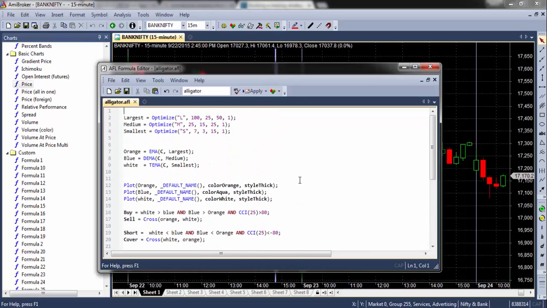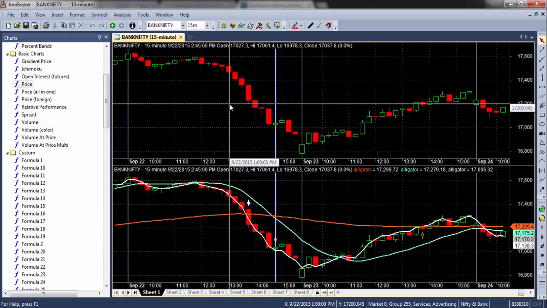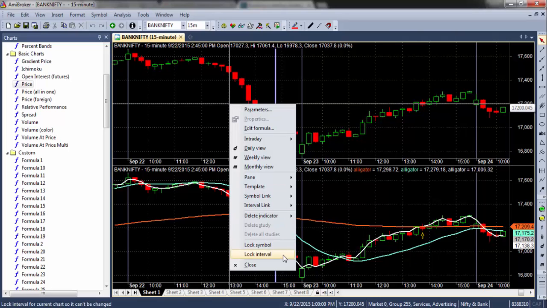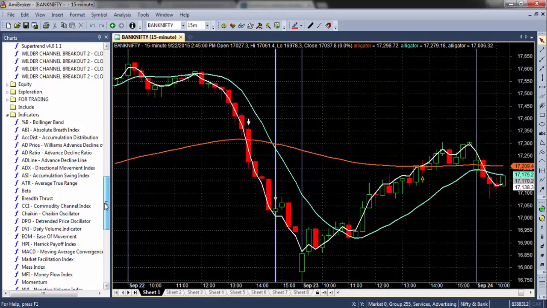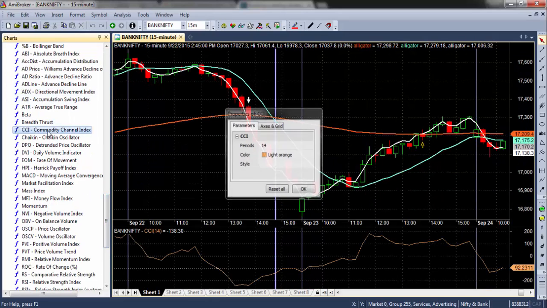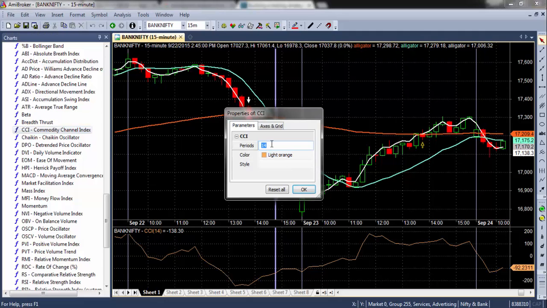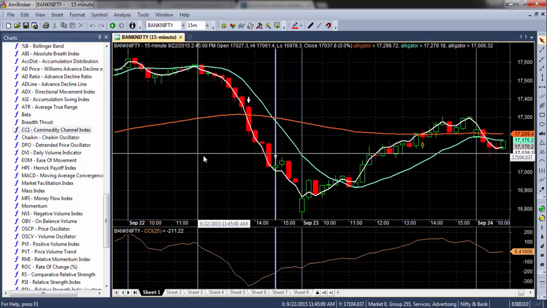Let's just apply this indicator and see how this looks, right? Let's close the earlier price and let's just quickly plot the commodity channel index also for a period of 25. All right.